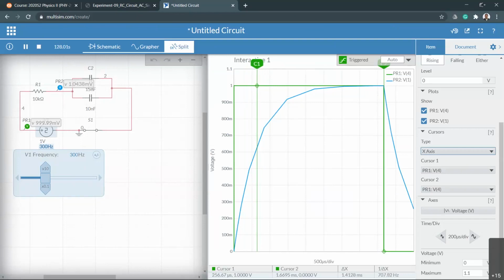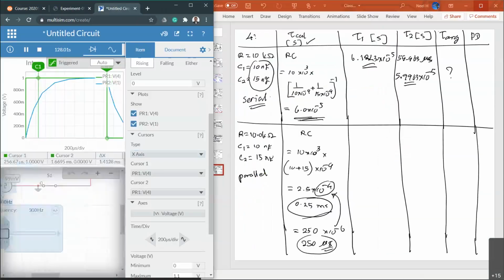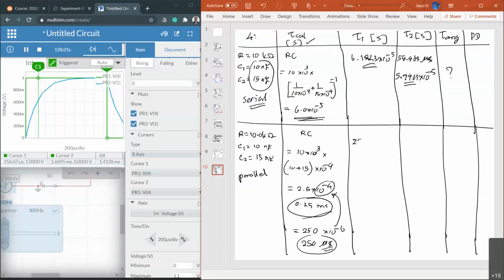So let's do that. About 256.67 micro. So let's write it down as it is, 256.67 microsecond, which means 2.5667 times 10 to the negative 4 seconds. So that's about close, not exactly perfectly matching, but that's good enough.